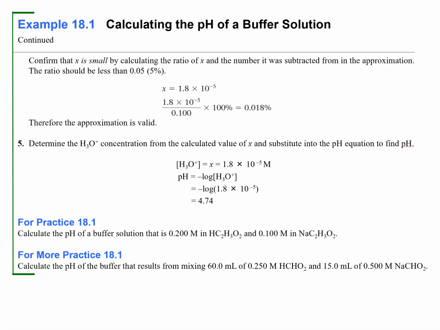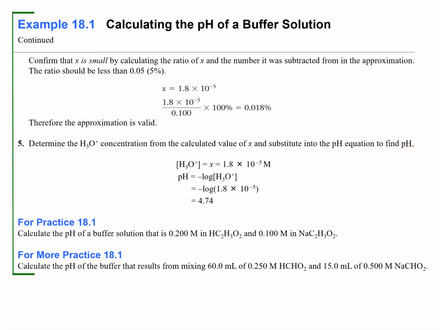Now that we have that, what we should really do is confirm that x was small to begin with by calculating the ratio of x and the number it was subtracted from in the approximation. So in this particular case, if x is 1.8 times 10 to the minus 5th, that's only 0.018% of the initial value of 0.100 moles per liter. That is a small value, and therefore the approximation is valid. That's always a good thing to do, just to double check.